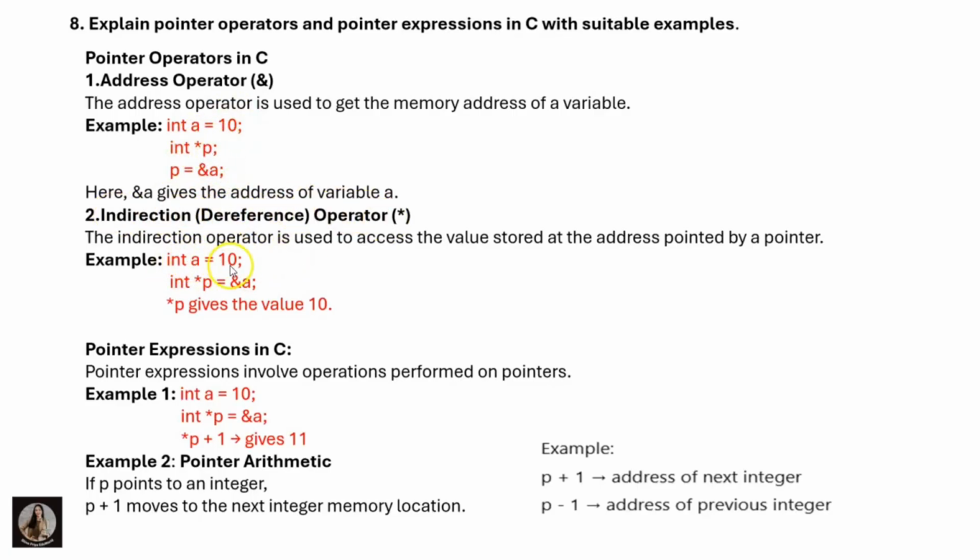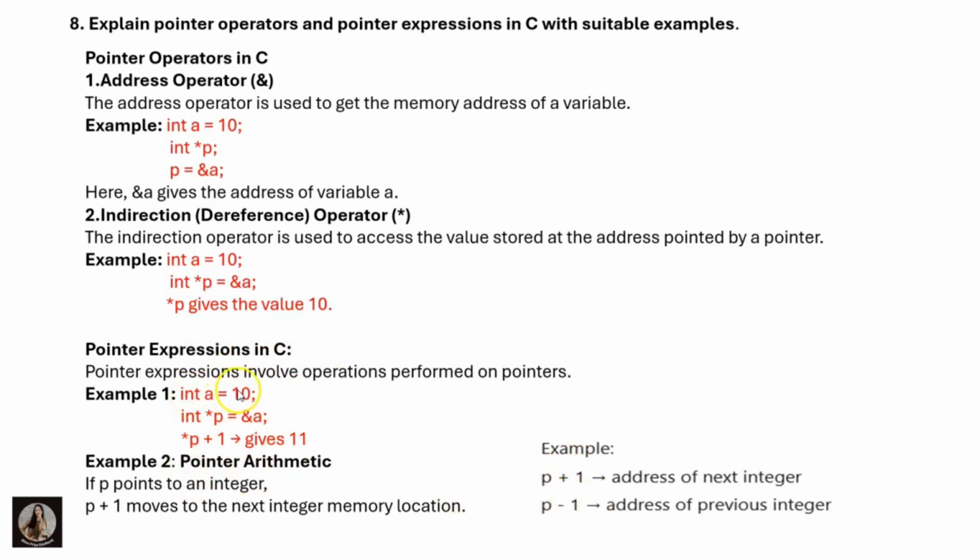For example, int a is equal to 10. The same example, int asterisk p is equal to address of a. By this, the asterisk p gives the value 10. To access that I will use this indirection or dereference operator. Pointer expressions in C. They have asked about pointer expressions as well. Pointer expressions involve the operations performed on pointers. For example, addition, pointer arithmetic, that is p plus 1, p minus 1, anything.